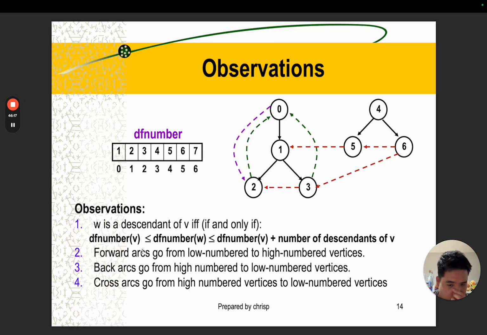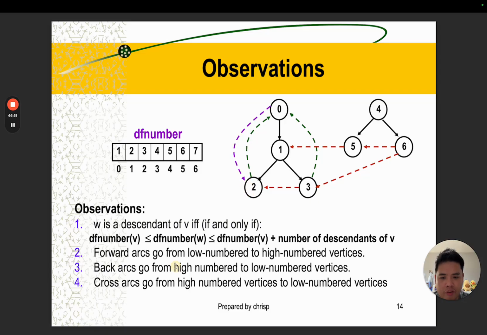Forward arcs go from lower numbered to higher numbered vertex. What does that mean? It's not about 0 going to 2 by index; it's actually based on your DF number. DF number of 0 is 1. DF number of 2 is 3. 1 is lower than 3, so there is a forward arc from 0 to 2.